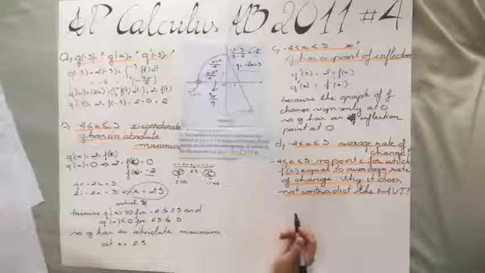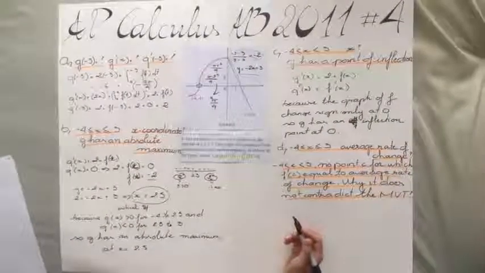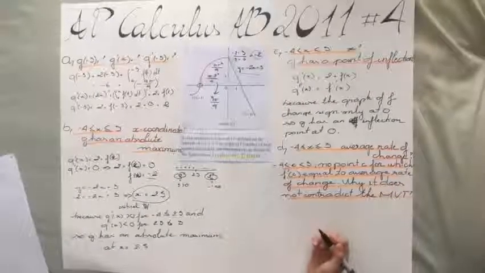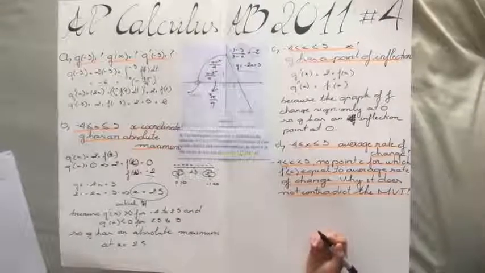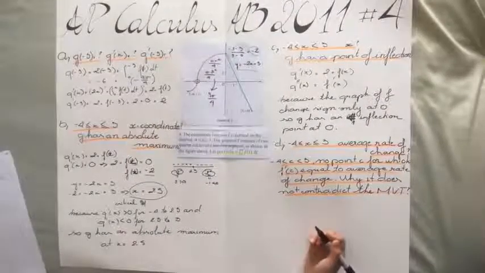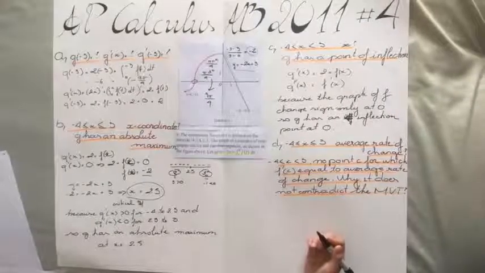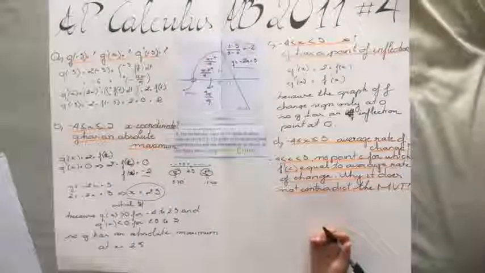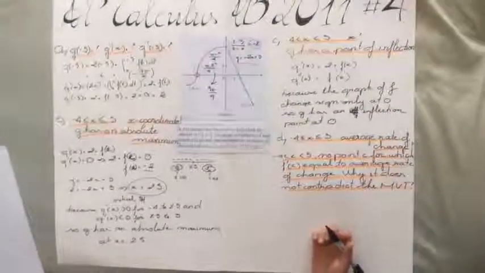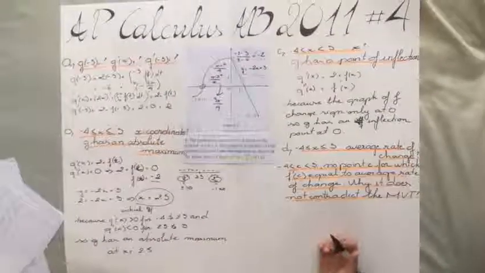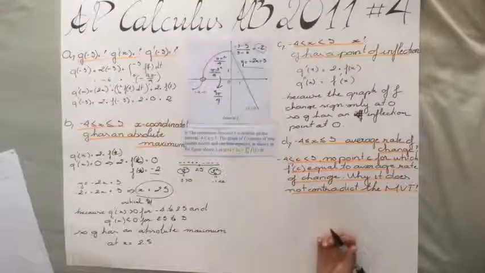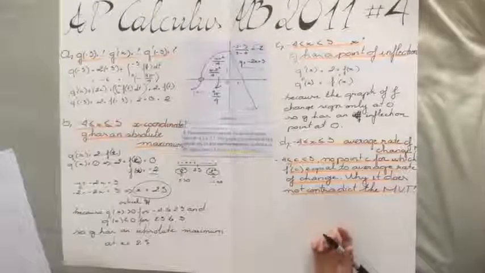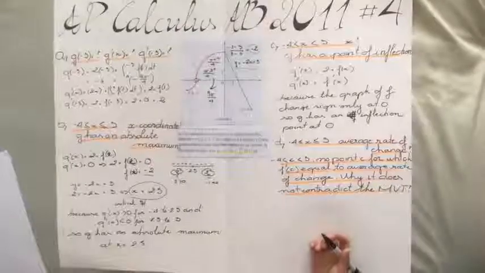In part D, they ask us to find the average rate of change of f on the interval from -4 to 3. They say there's no point c on that open interval for which f prime of c is equal to that average rate of change, and they ask us to explain why this does not contradict the Mean Value Theorem. So let's deal with these two parts one at a time. First, we need to find the average rate of change. Then we will do the whole c part.